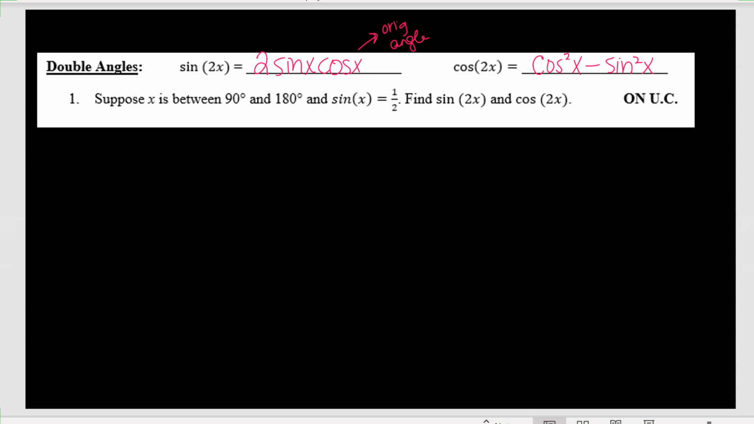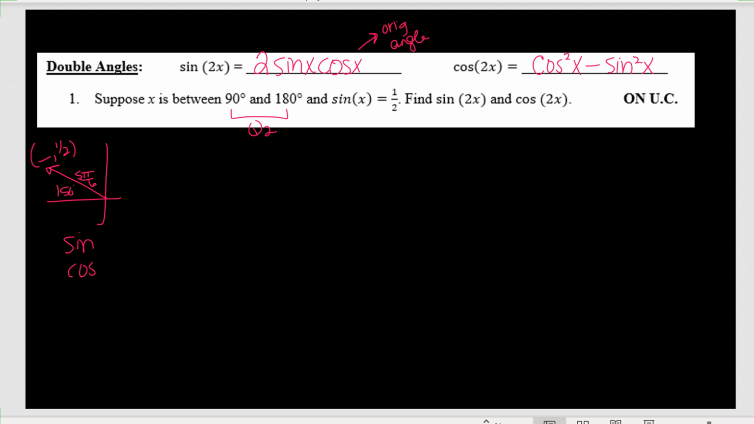So for number one, suppose x is between 90 and 180 degrees, that's quadrant 2, and sine of x is 1/2. So where on your unit circle does your y value equal positive 1/2 in quadrant 2? Correct. That is at 150 degrees or at 5 pi over 6. So I need to know sine of 150 degrees, and I also need to know cosine of 150 degrees in order to use both of these formulas.